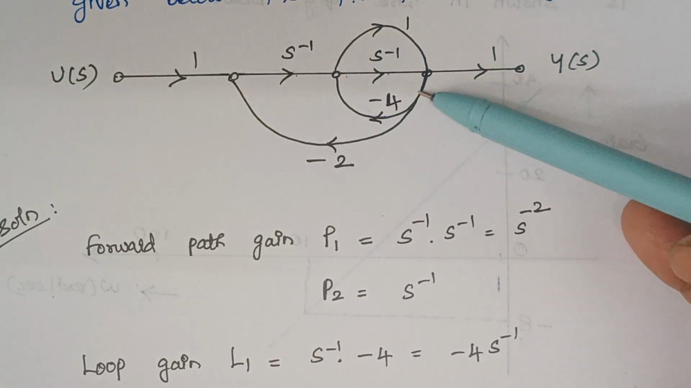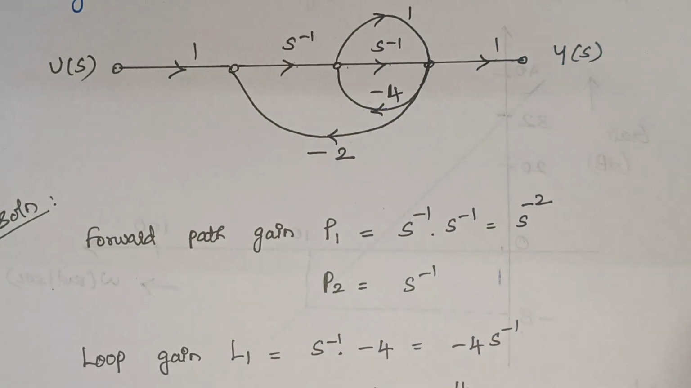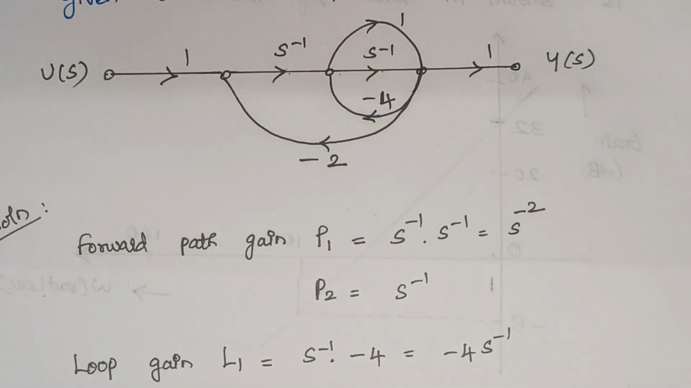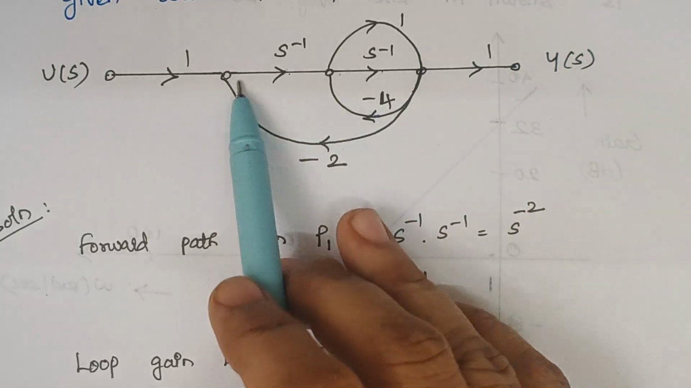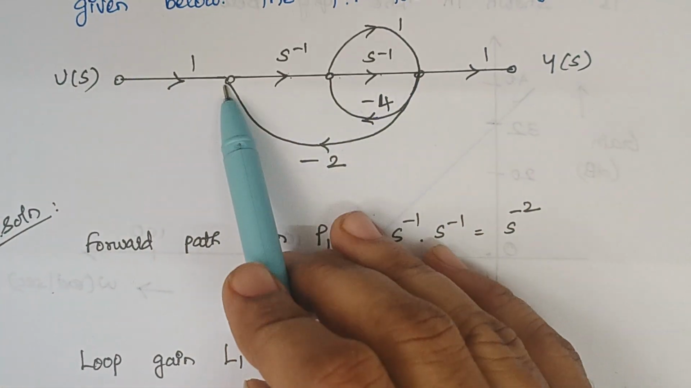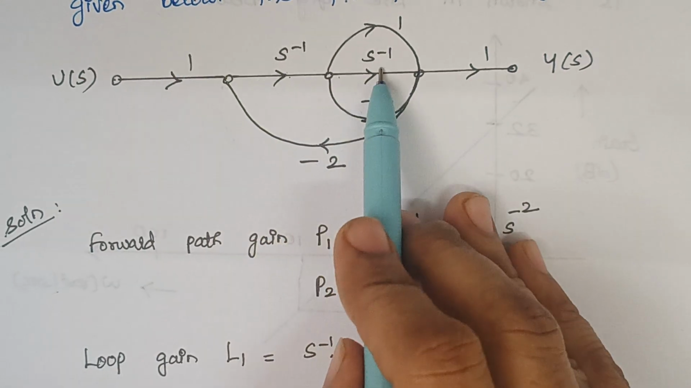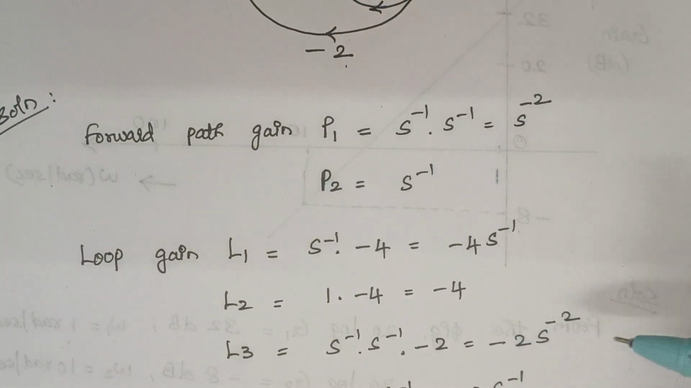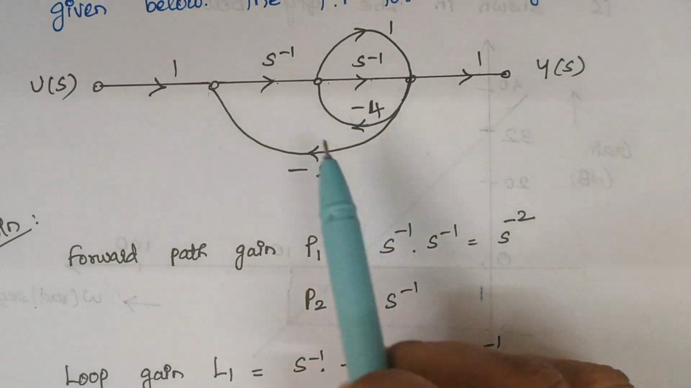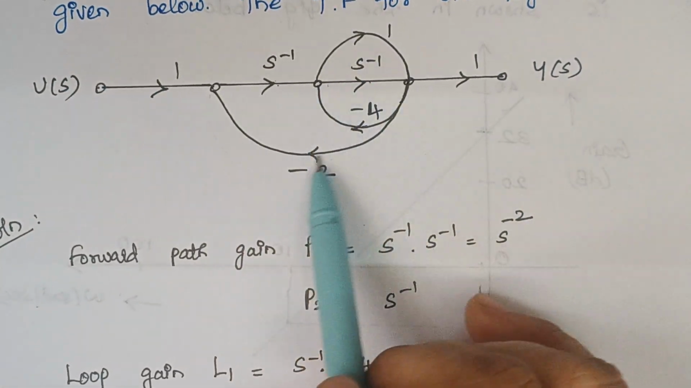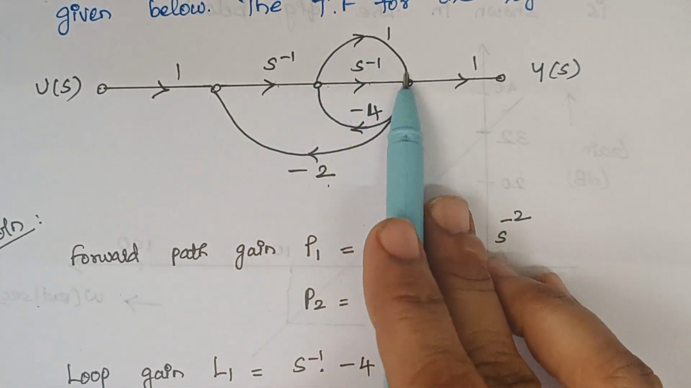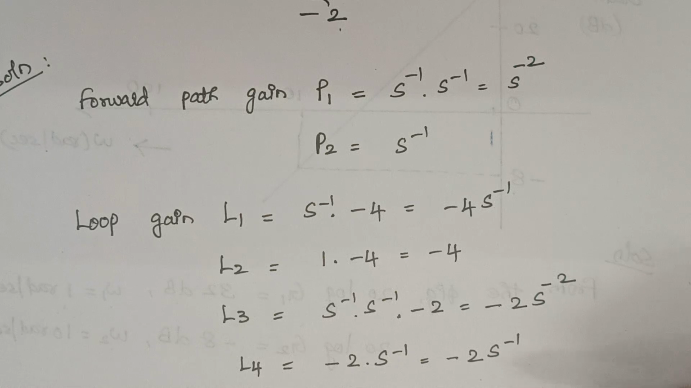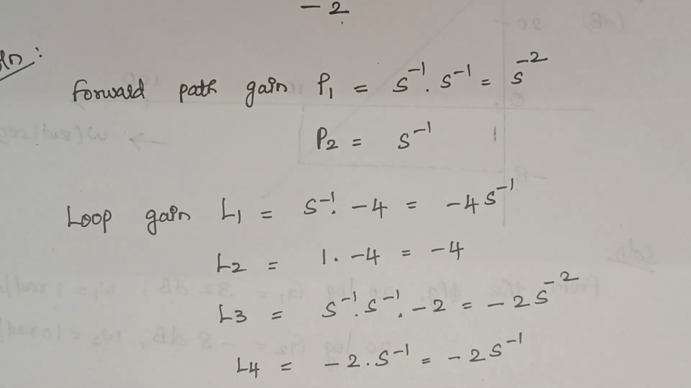Again, now consider this loop. So 1 into minus 4, that gives you an answer of minus 4 here. And the next thing is, you see, we are considering the loop like this, that is this and this. So s to the power minus 1 into s to the power minus 1 into minus 2. So that gives minus 2 into s to the power minus 2. And the next thing is, as usual, this one. So s to the power minus 1 into 1 into minus 2. So that gives the answer as minus 2 into s to the power minus 1.